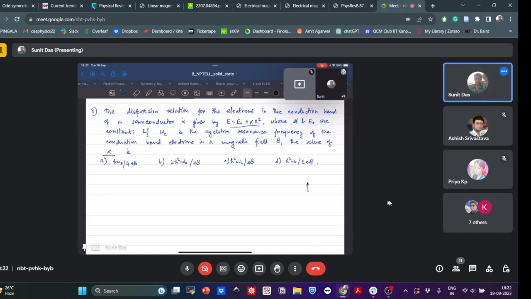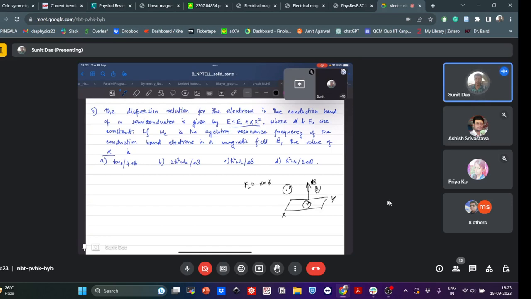So, whenever a magnetic field is applied, let's say the electron is in the xy plane, and we have applied a magnetic field along the z direction. Okay, so the electrons will perform cyclic motions due to the Lorentz force. So what is the Lorentz force?